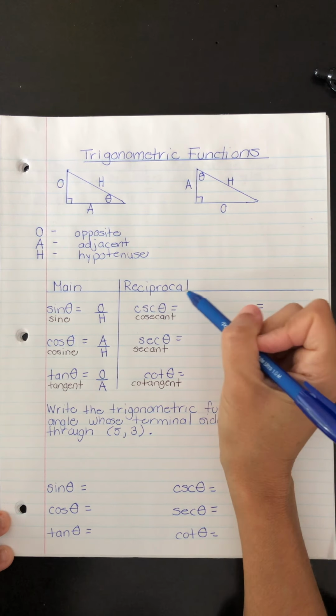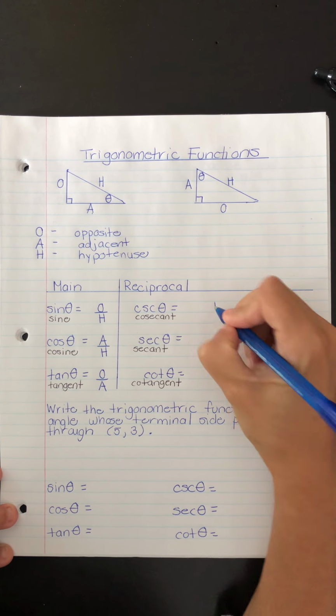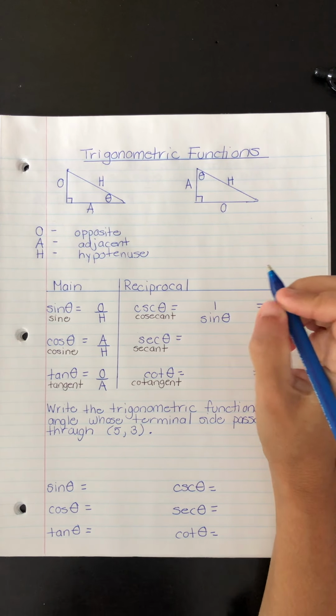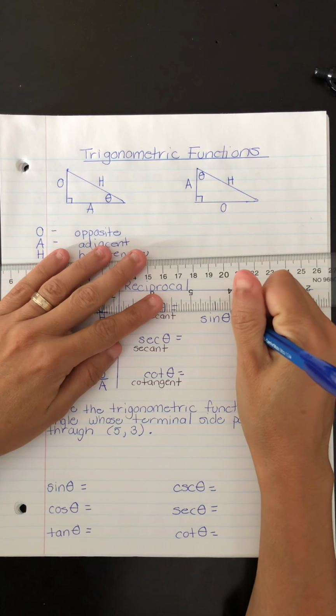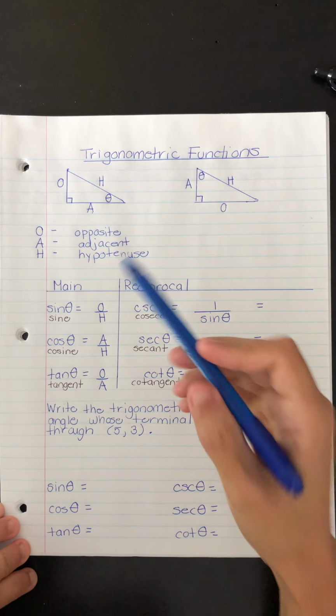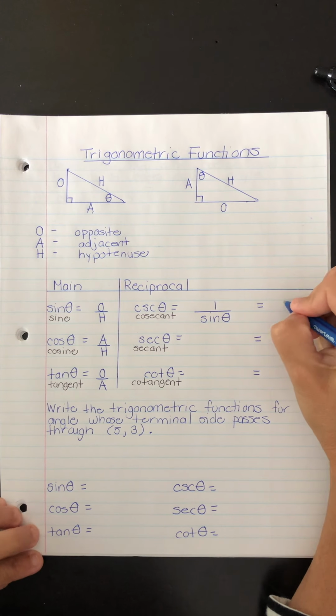Now these are the reciprocal functions. So reciprocal meaning that cosecant is 1 divided by the sine of theta. It is also then the reciprocal of O divided by H. So it is H divided by O.